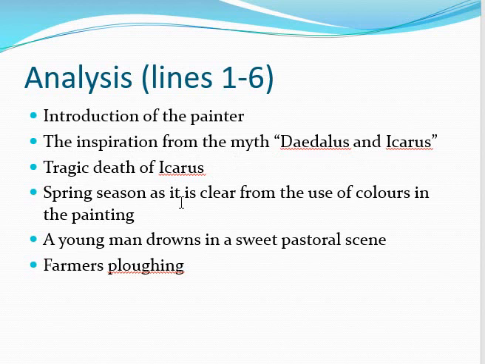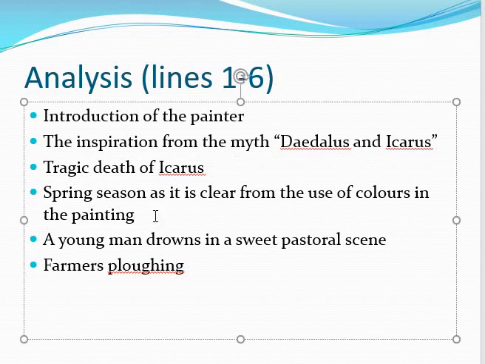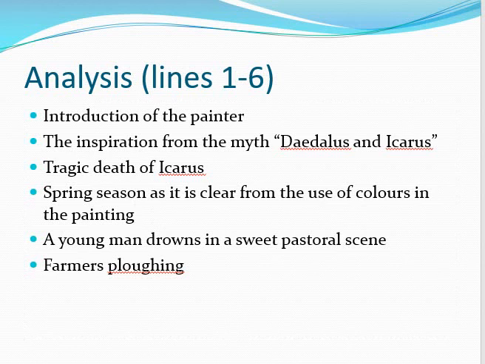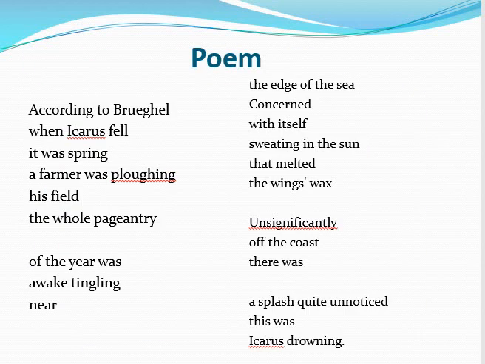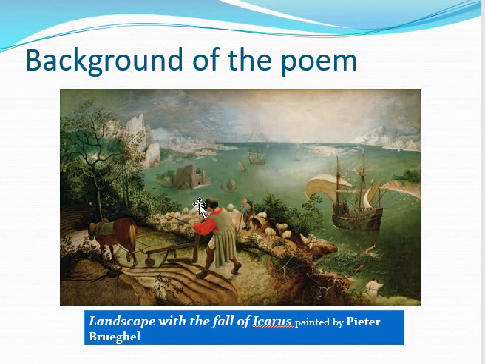Next is spring season, and it is clear from the use of colors in the painting. The poet continues on to say that when the tragedy occurred, it was a time of spring. It was spring season. If we have a look on the painting once again, we can see that this is the spring season, and you can see the greenery everywhere.